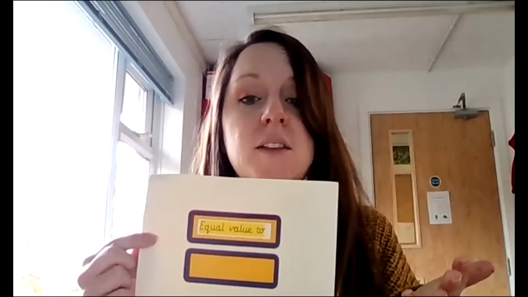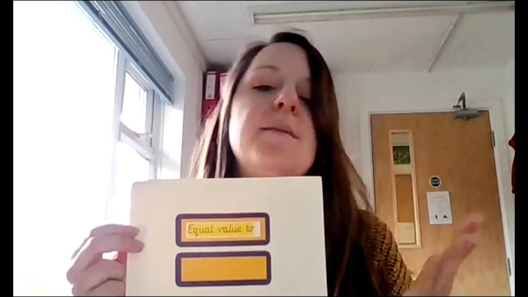If I wrote the numeral 3 on one side, I'd have to write the numeral 3 on the other side, or I could represent it in a different way. I could write the number 3, the numeral 3 on one side, and I could draw 3 dots on the other side, because they equal the same amount. I could write on one side 1 add 2 is equal to 3, because they are the same value on each side.